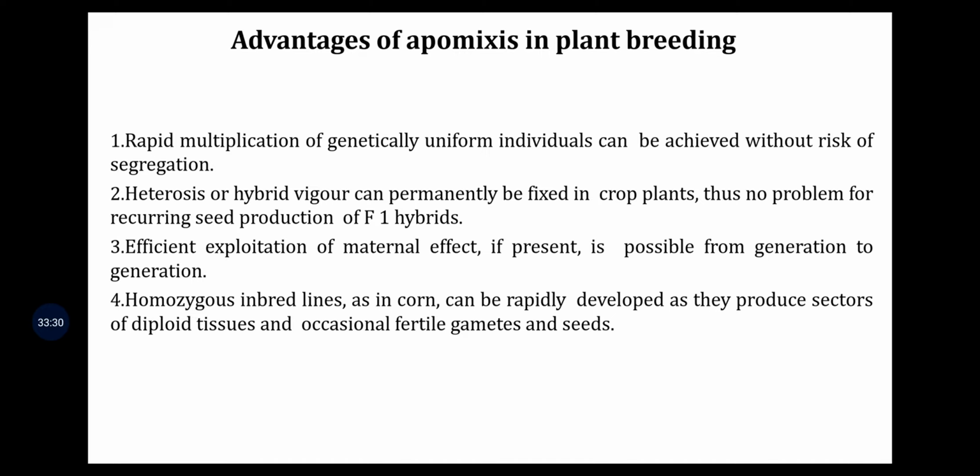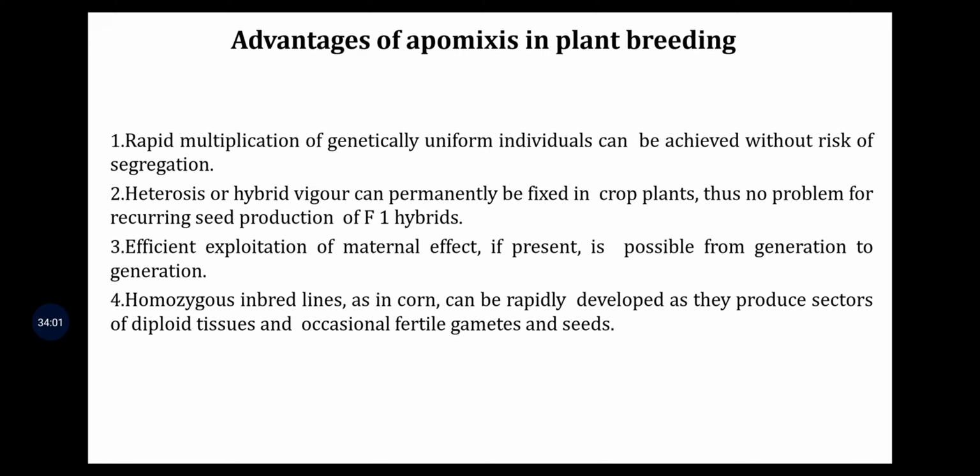Coming to the advantages of apomixis in breeding, rapid multiplication of genetically uniform individuals can be achieved without risk of segregation. This is just a kind of process like cloning. Heterosis or hybrid vigor can permanently be fixed in crop plants, thus no problem for recurring seed production of F1 hybrids. Efficient exploitation of maternal effect, if present, is possible from generation to generation.